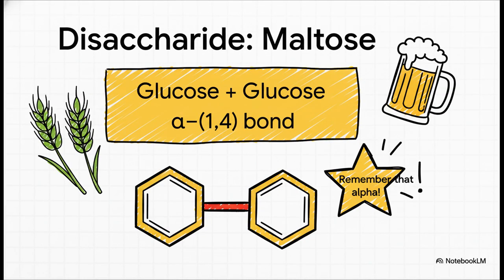And finally, we have maltose. This one's super simple. It's just 2 glucose bricks stuck together. You find it when you're malting grains for beer, and it's also the very first piece that your body breaks off when it starts digesting bigger carbohydrates like starch. And just notice that bond. See how it's an alpha bond? Tuck that away because alpha is going to be really important in a minute.